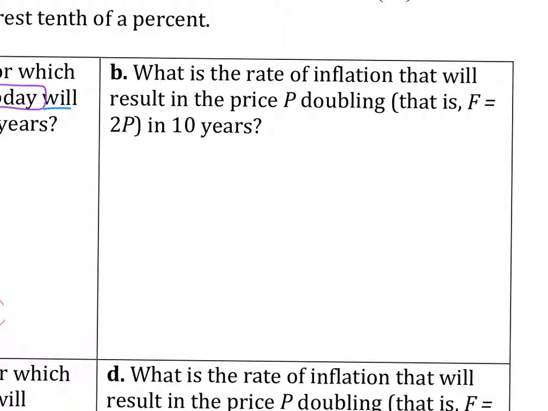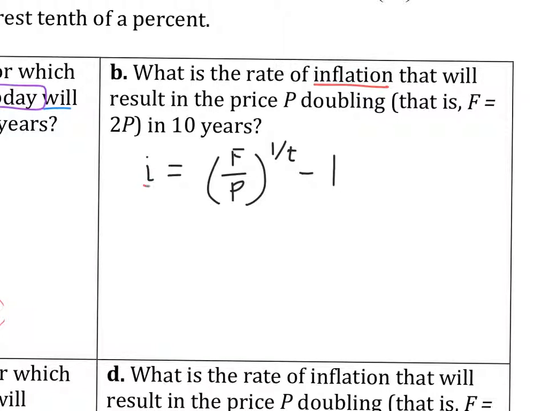Okay, the next part is what kind of inflation will make it twice as much? What will make it twice as much? So that's what doubling here is. So instead of F, we're just going to put 2P. So I'm going to do the exact same thing. I'm going to start with I equals F over P to the 1 over T, and I'm going to subtract 1 again.